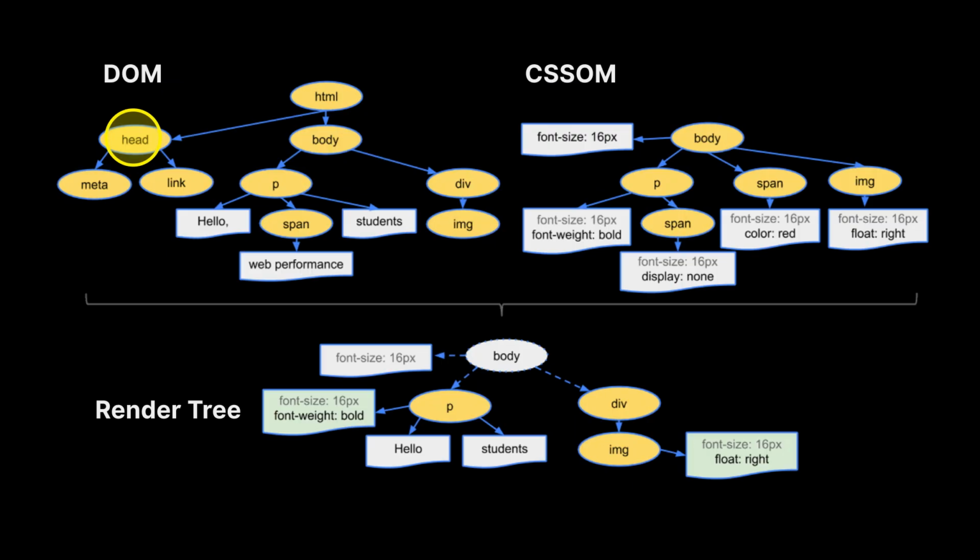You can think of this as the browser's final blueprint. It takes the DOM tree and for each visible node it finds the matching styles from the CSS object model and attaches them. The keyword here is visible. The render tree only includes what will actually be displayed on the page. It completely ignores things like the head tag or any element that has a CSS property of display: none.